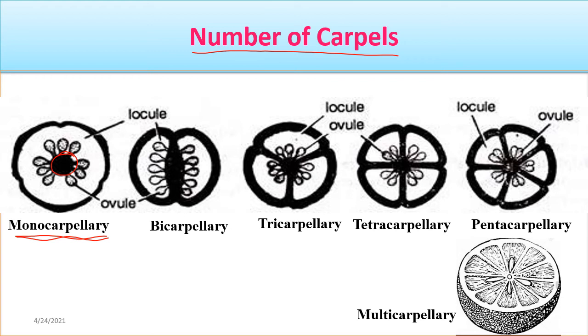Then bicarpellary, as this part is separate and this part is separate, this is separate and this is separate, so this is bicarpellary. Then this is tri, 1, 2 and 3. This is 1, 2, 3 and 4, tetracarpellary. This is 1, 2, 3, 4 and 5, pentacarpellary, and this is multicarpellary.